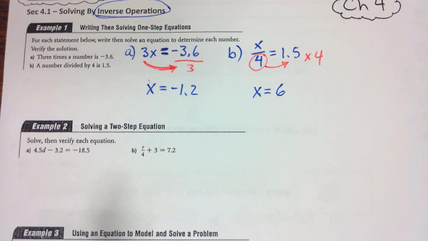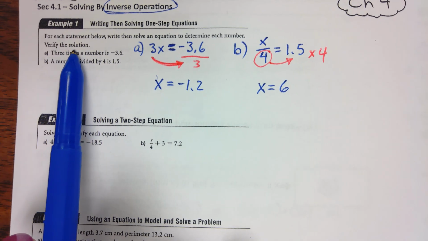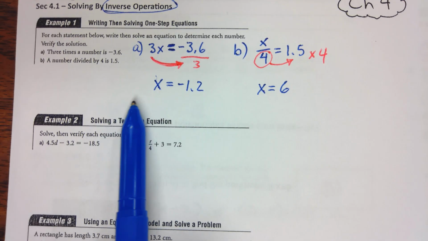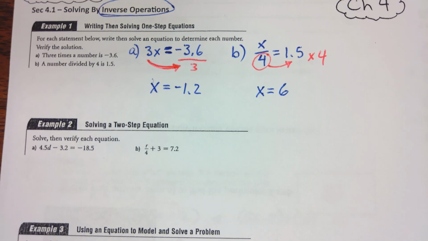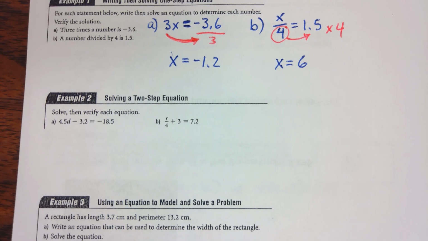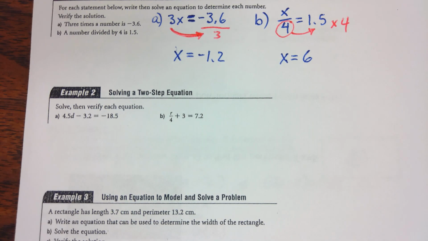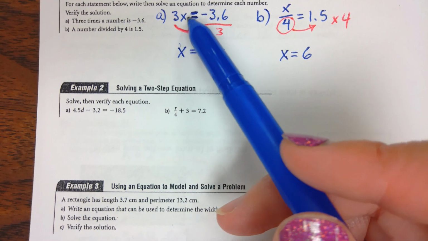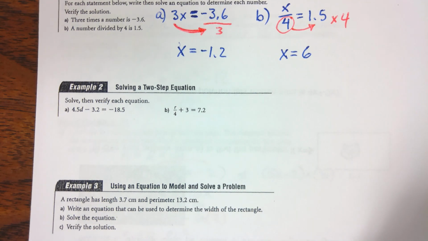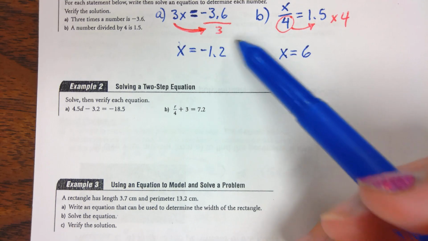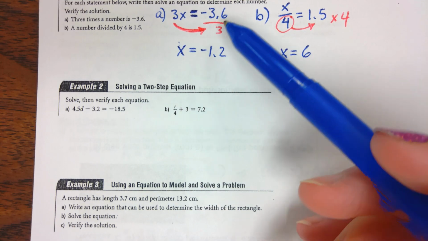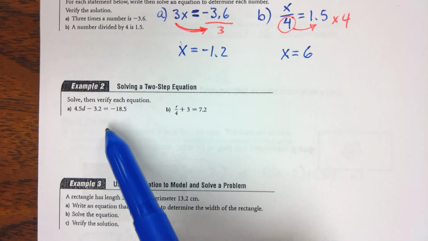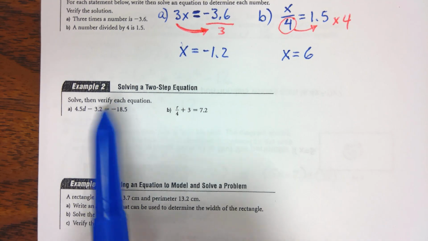So it does say verify your solution. On an actual test, I do want you to write it out. You would do 3 times negative 1.2 equals negative 3.6. But these ones are a little tedious because it's just one step. We'll do it for this one, okay? Because these ones involve 2 steps.